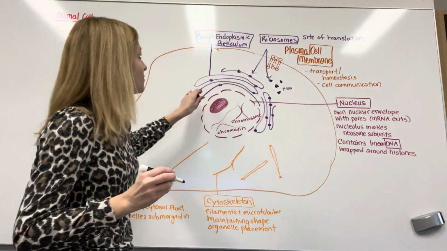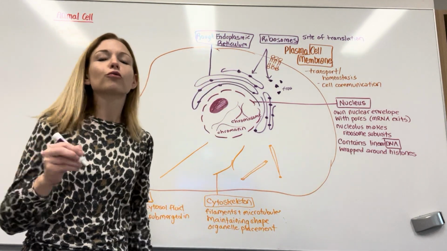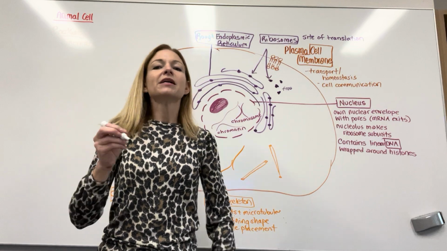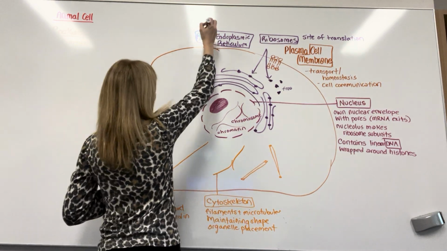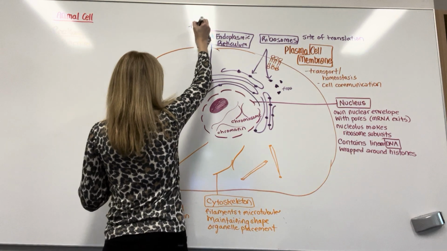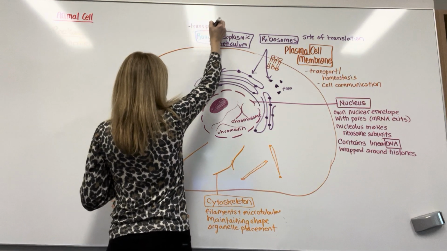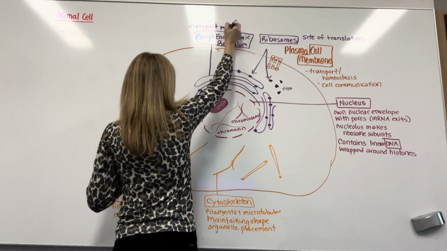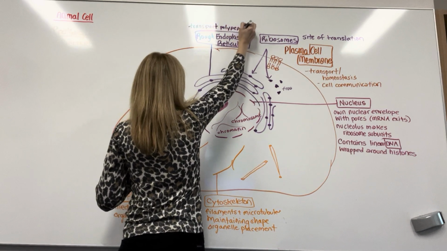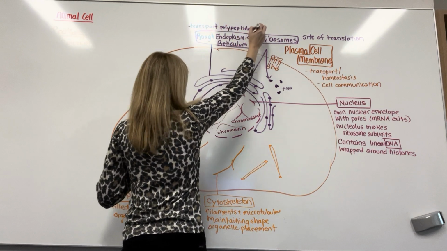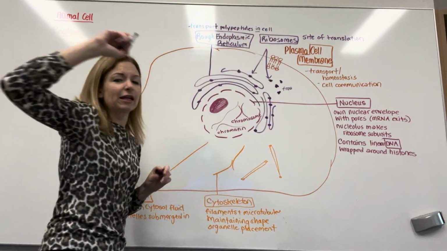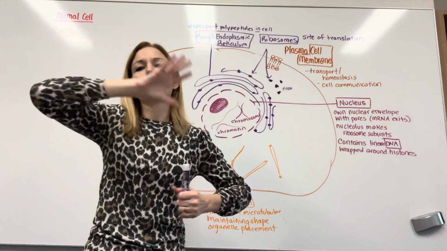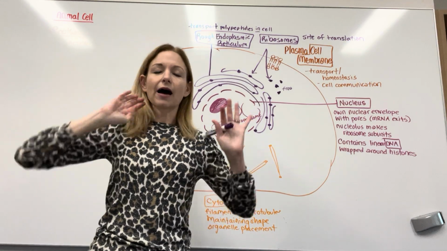Then that polypeptide is going to travel through the endoplasmic reticulum to get where it needs to go in the cell. So the endoplasmic reticulum, the rough one, is going to transport polypeptides within the cell. It doesn't actually have the ability to get them out of the cell, it just moves them around the cell itself. So it's like the highway of the cell.